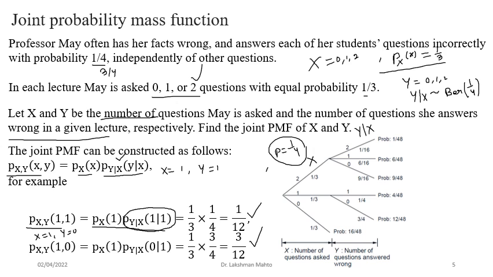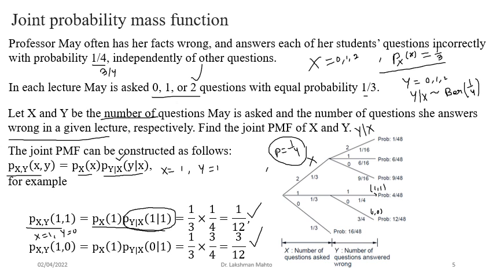Okay, so we can compute all these probabilities branch-wise. We have already computed the probability of 1, 1. Where is 1, 1? This leaf is 1, 1, and this leaf is 1, 0. All these leaves you can see. And this is a single leaf: further, if there are zero questions, then there is no probability of being wrong, so it terminates here.